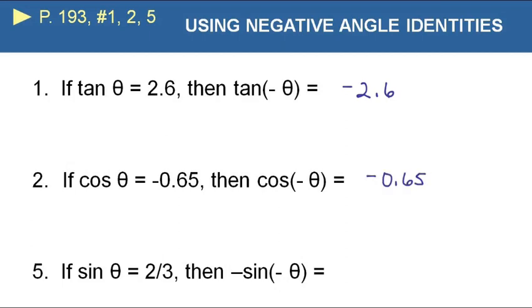also equals negative 0.65. So for cosine, when we change from positive theta to negative theta, the cosine value stays the same. And on number 5, if sine of theta equals 2/3, then negative sine of negative theta would be negative 2/3, which in other words is positive 2/3. So changing the angle from positive to negative changes the sign of the function, but this changes it back.